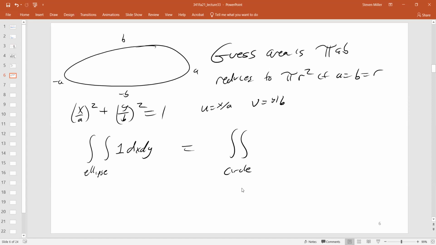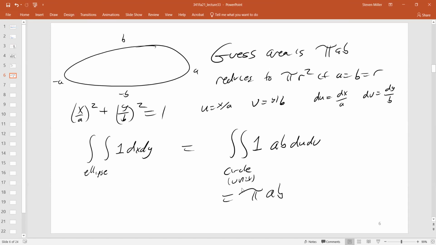We have to figure out how dx dy changes. Well, if u equals x over a, we get du equals dx over a, dv equals dy over b. So dx dy is going to be ab du dv. And there you go, it's pi ab, because it's a unit circle. So a nice way to quickly review some of the results of multivariable calculus.